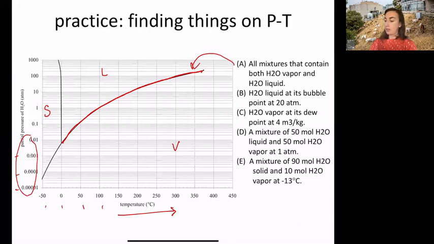Part B is we want to find H2O liquid at its bubble point at 20 atmospheres. So on a PT diagram, there's no real difference between the bubble point and the dew point. We just have one line at which we have liquid vapor coexistence. So all we need to find is liquid vapor coexistence at 20 atmospheres.